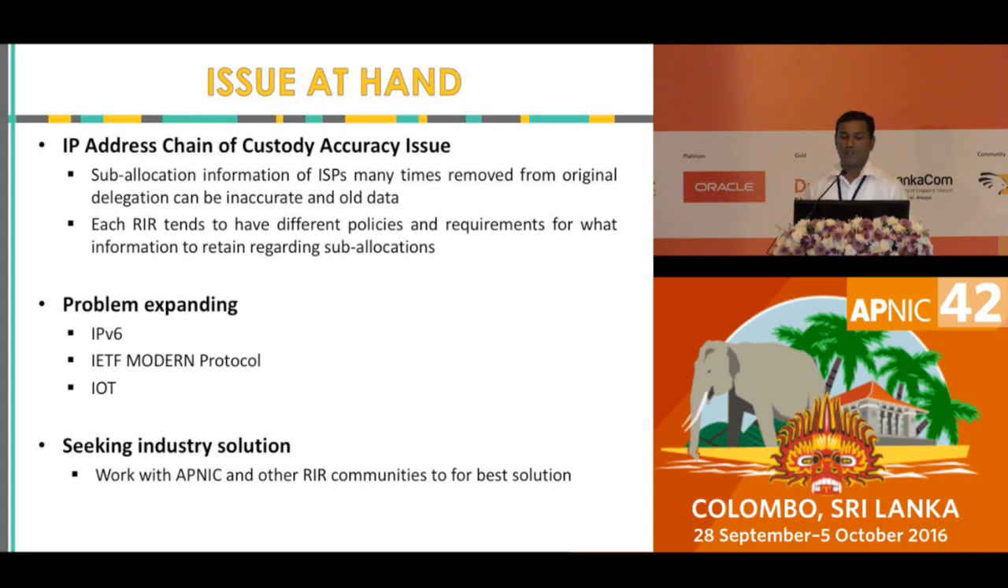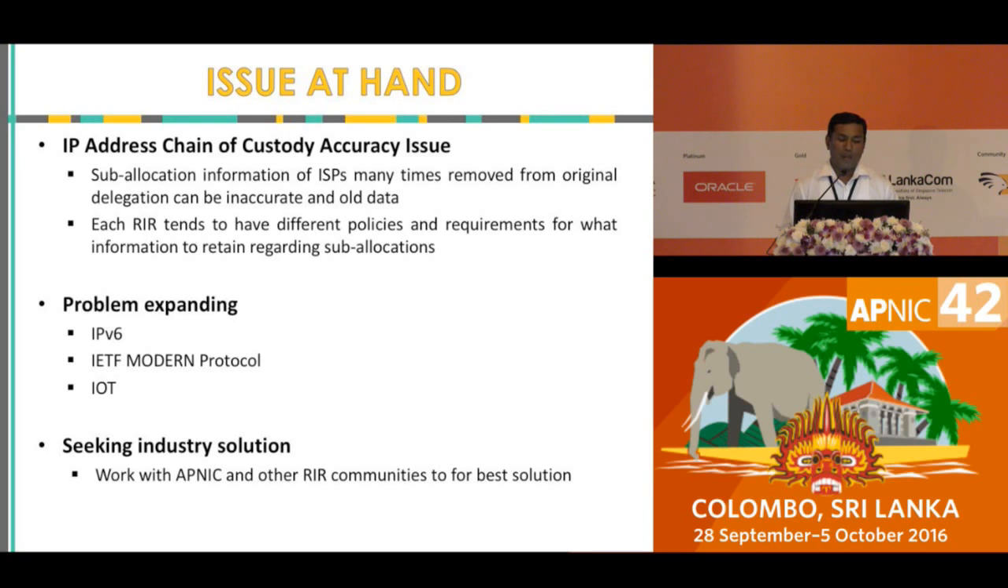Sub-allocation information of ISPs, many times removed from the original delegation, can be inaccurate. As a Sri Lankan, I have experience here that it's like transferring a vehicle without a proper registration or updating registrations. In our system we need to register vehicle identification with the motor traffic department, and the registered owner sells it to another one. If he doesn't make changes, then law enforcement find it difficult to trace the real owner. The same way here, the sub-allocation of IP addresses has to be updated in an accurate manner.